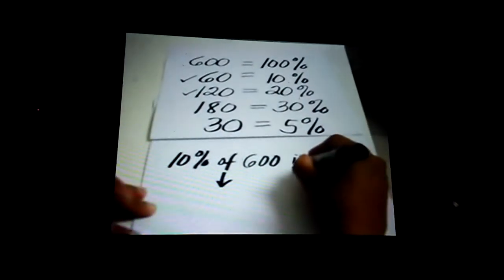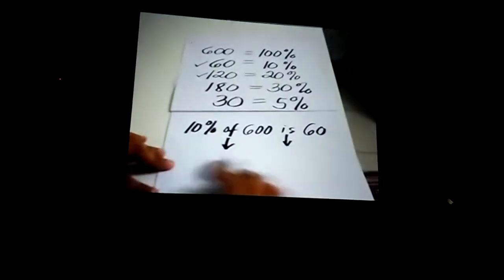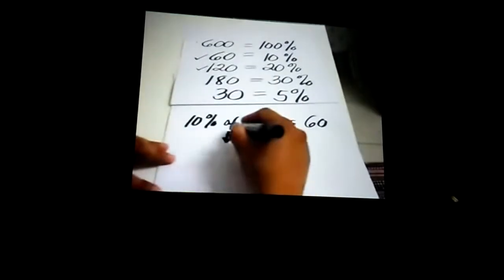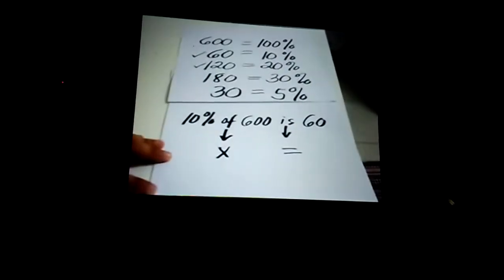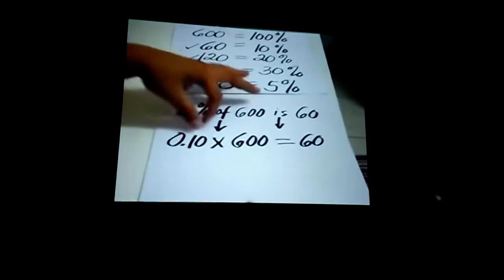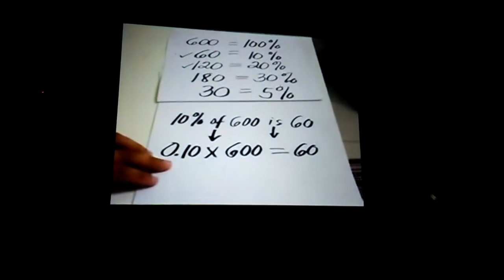Now, you will notice that we have these two words, of and is. We must be able to translate all of this into a mathematical equation. Of means multiplication, while is refers to equality. You have 600, you have 60, and we change 10% to its decimal form, which is 0.10 or 0.1. Or we can also call this 1/10 or 10/100.